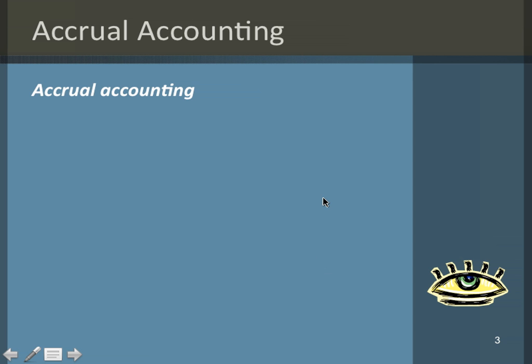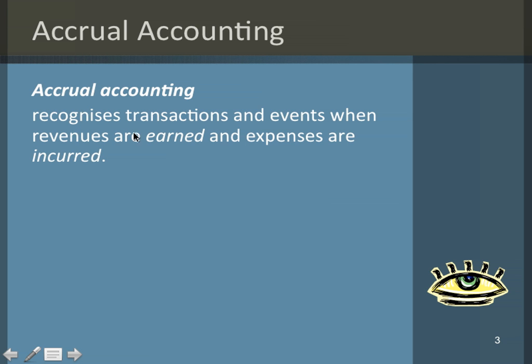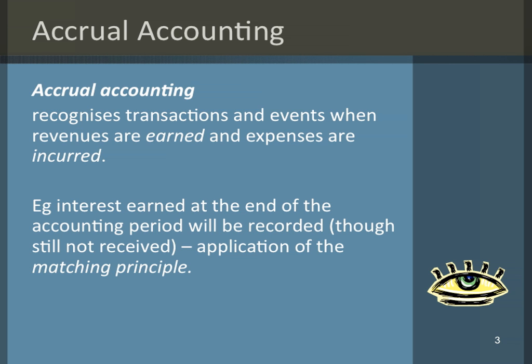So accrual accounting, let's have a look at what this is. Accrual accounting recognises transactions and events when revenues have been earned and when expenses have been incurred. For example, we may have earned interest at the end of the accounting period. If I have invested in something, sometimes I only get that interest at the end of the investment period. That investment period may not coincide neatly with the end of the accounting period. And if it doesn't, then I haven't received that revenue, but I have still earned that interest from my investment.